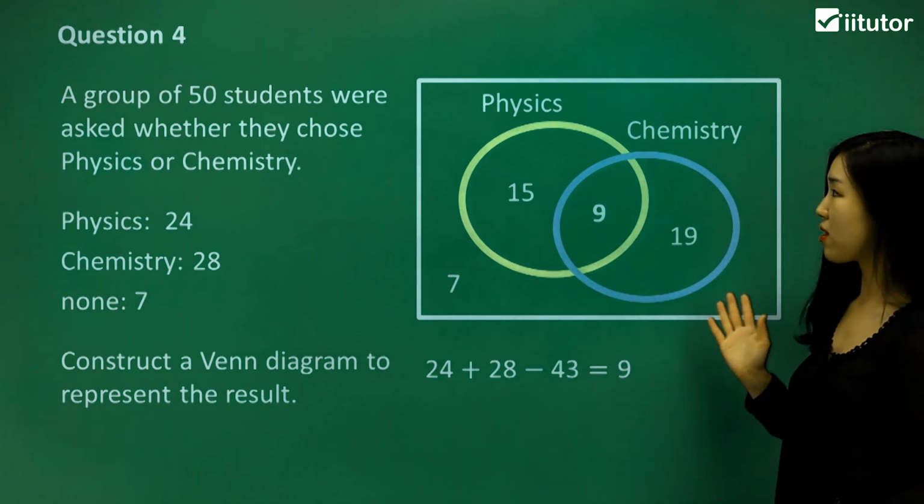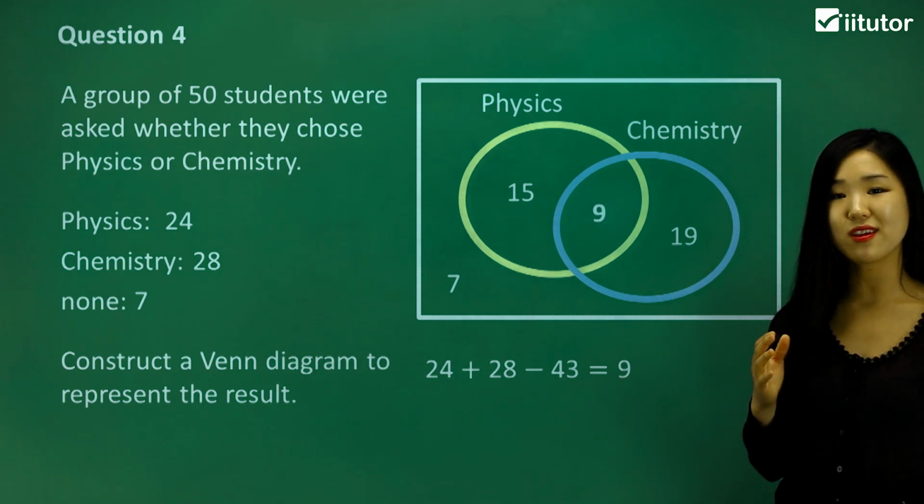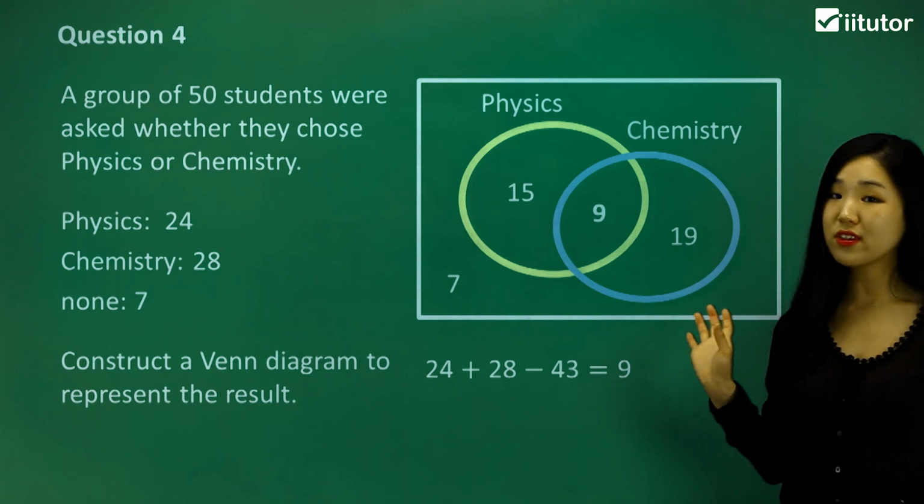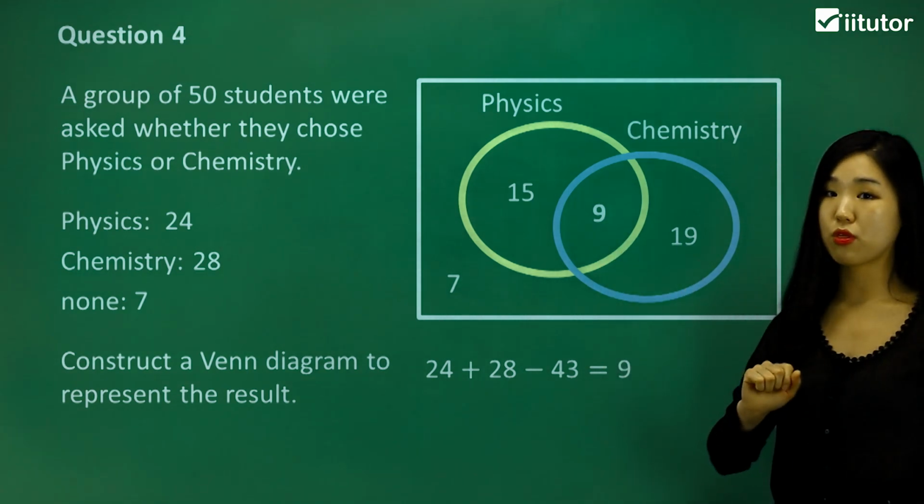So that completes the Venn diagram. That's how you do it. But this part is also very important. This part is crucial for you to find the overlapping part, which is for both. Alright guys?